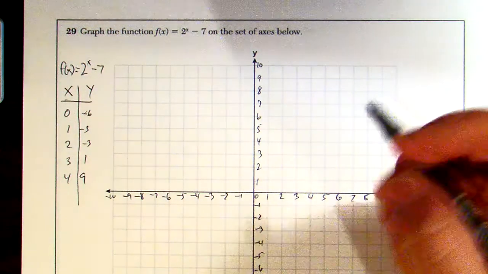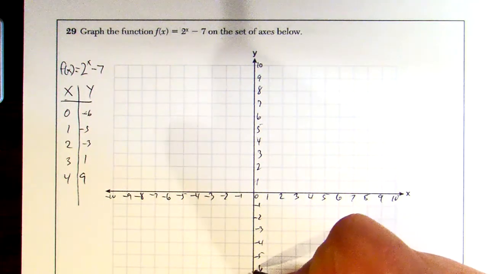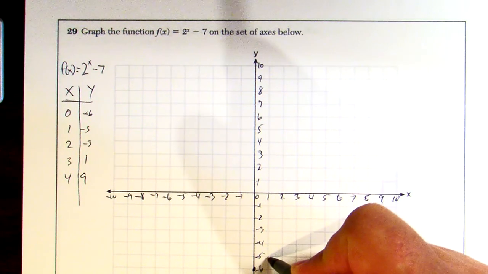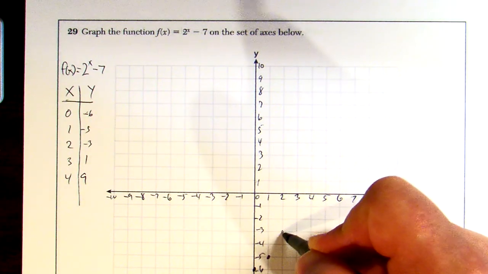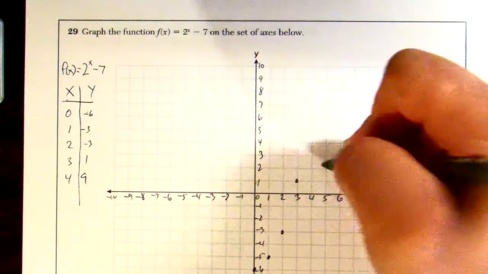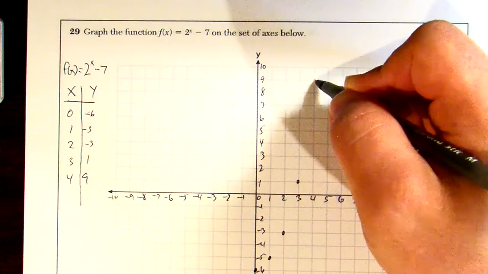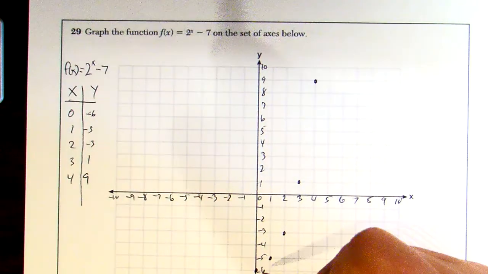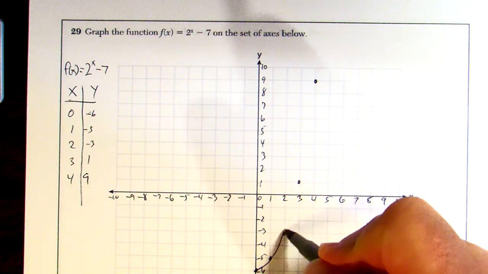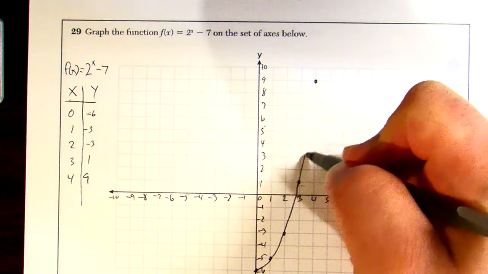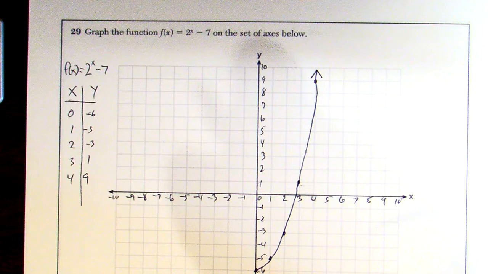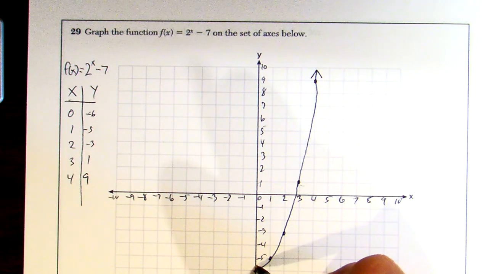So I'm going to go ahead and graph that. 0, negative 6 is down here. 1, negative 5. 2, negative 3. 3, 1, 4, 9. So this is an exponential function. I should know that anyways because the power is a variable. I'm going to graph it as carefully, showing the curve, as I can with the arrow because it's going to go on forever, and it goes on forever as well this way.